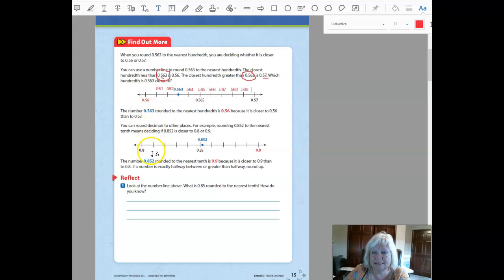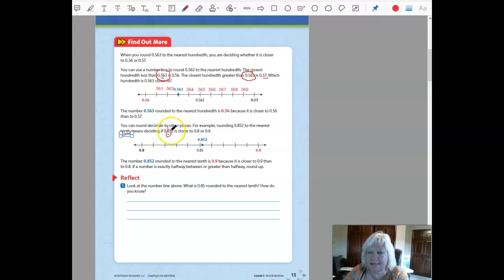They gave us another example to look at. You can round decimals to other places. For example, rounding 852 thousandths to the nearest tenth means that we're deciding if it is closer to the 8 tenths or the 9 tenths. Because when we say round it to the tenth, then we should underline that tenth. So it's either going to stay right here at this 8 tenths or it's going to go up to the 9 tenths. And then we can label all of these across here again, and we can see that this number falls right here, so it's closer to this side.